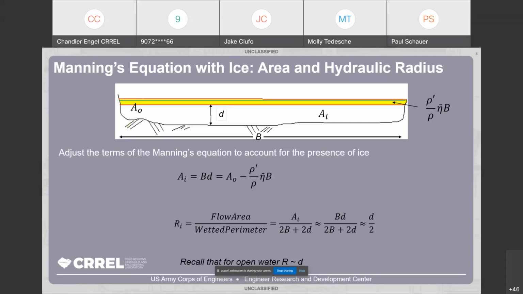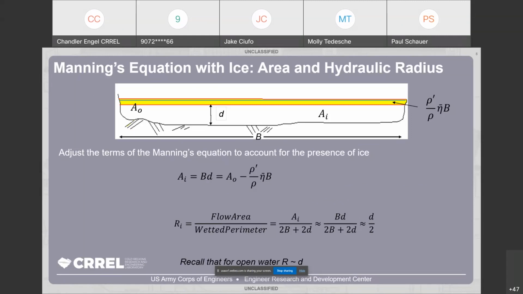All right, so now we're going to make some changes if we're going to deal with ice and ice-affected flow. The most significant change is now that the channel's got a lid on it. That's the yellow layer on the figure here, and it not only touches the water, but it actually goes down into the water for 92% of its thickness. So this is obviously going to change things.